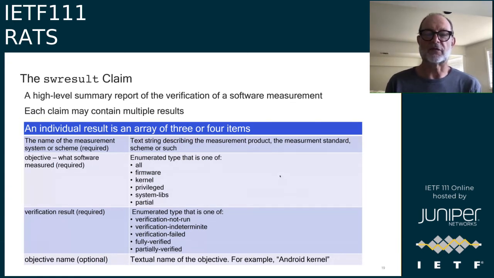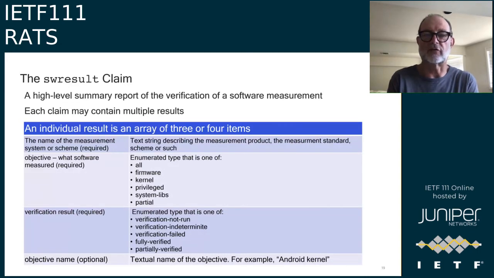The claim is defined so that it can contain multiple results. And each result has 3 parts, maybe 4. One is a text string just describing the measurement process, product, standard, or scheme. And then it has 2 enumerated types.